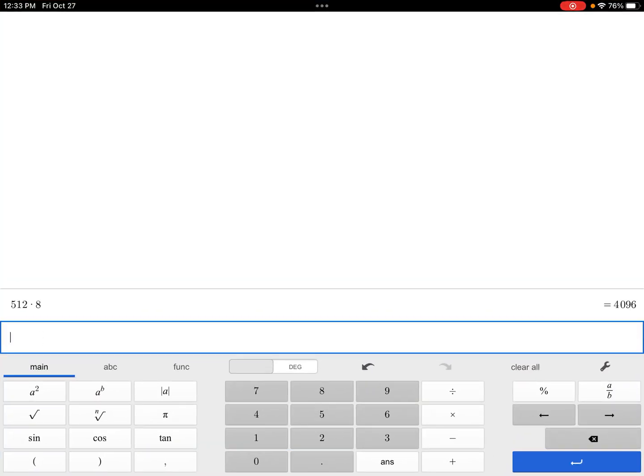So I'm just going to take 4,096 times negative 8. Get negative 32,768.